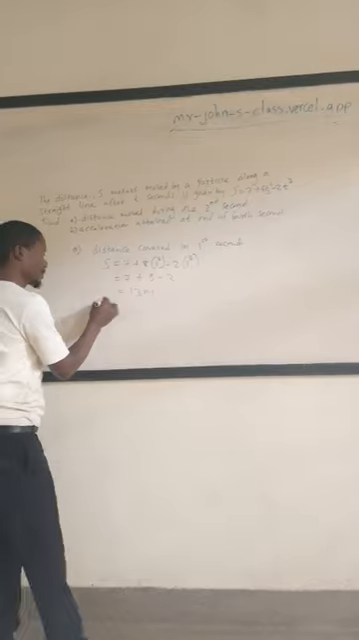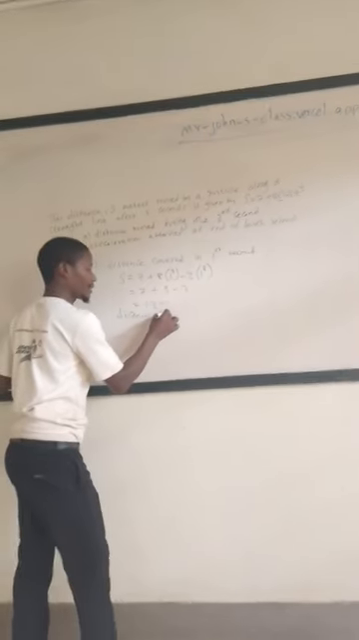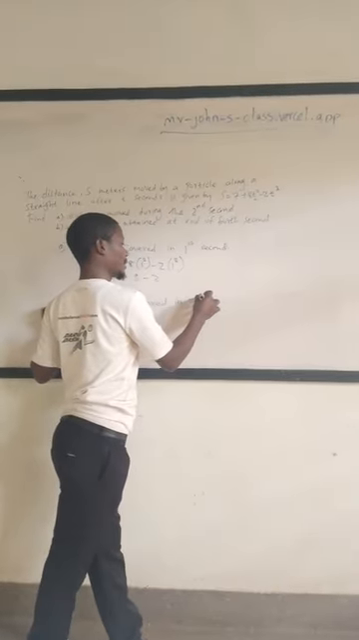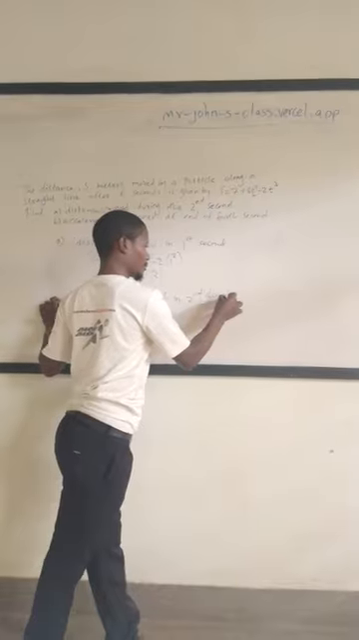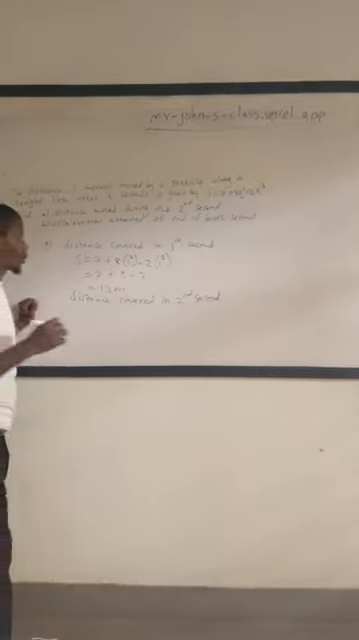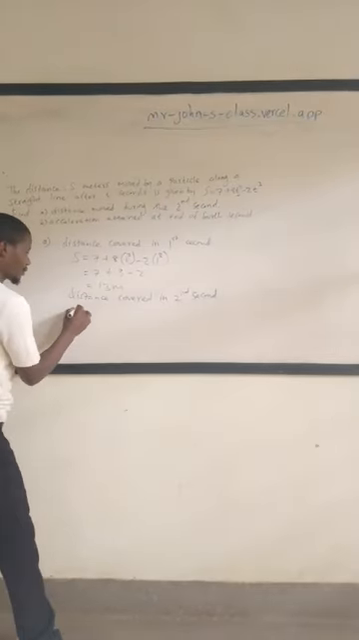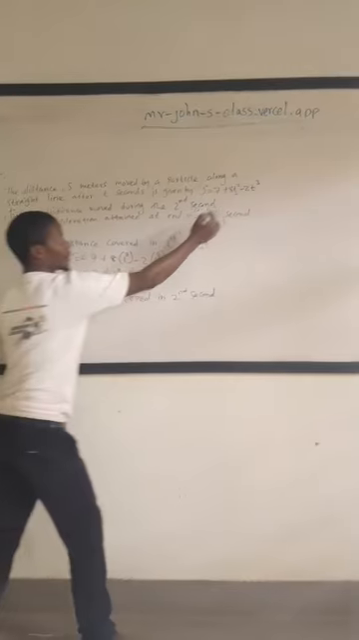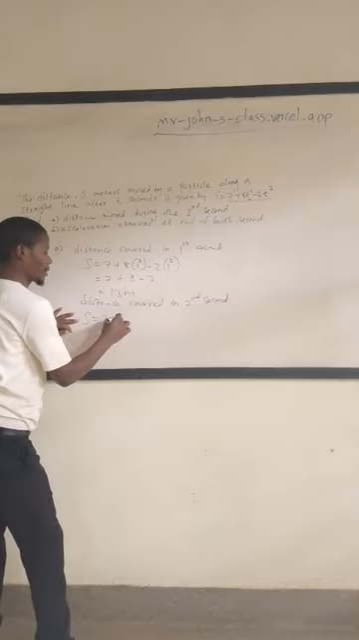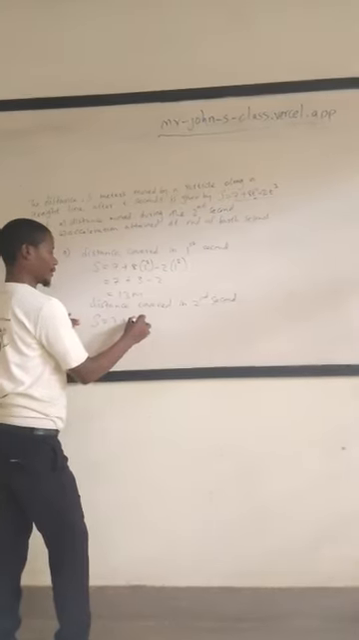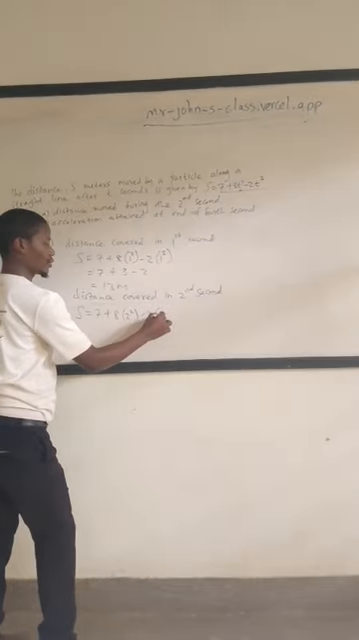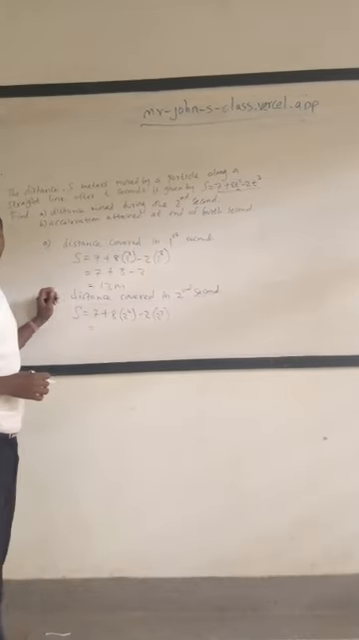Now, again, we get the distance covered in the second second. So we substitute the value of t as 2 in the original equation. So s should be the same as 7 plus 8 times 2 squared minus 2 times 2 cubed. Are you together at that point?